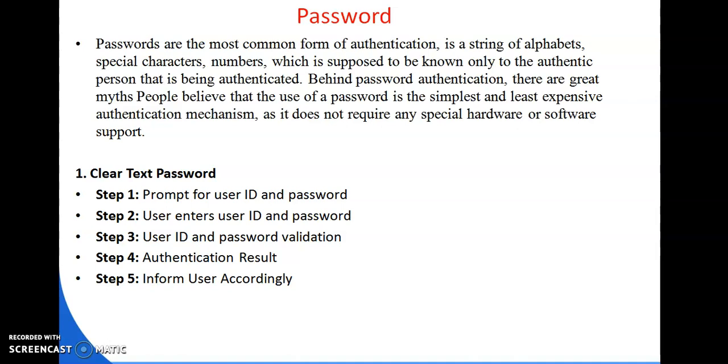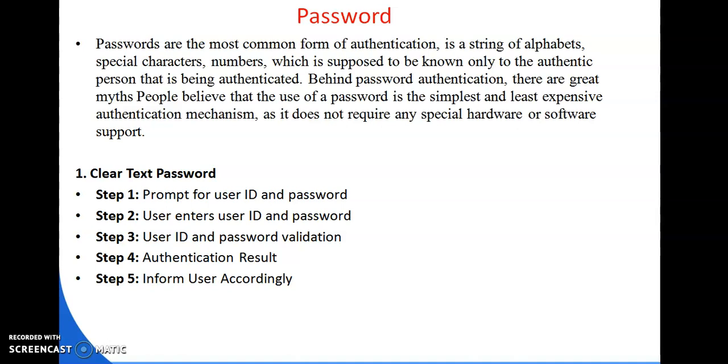So first move to step 1. In the step 1 process, prompt for user ID and password. During the authentication process, the application first prompts a screen for user ID and password. Whatever the prompt displays on your screen, user ID and password. Step 2, user enters user ID and password. That means when that dialog box appears on your screen, you enter the ID and the password. When the application prompts the screen, the user enters his or her user ID and password, and then presses the OK or sign in button.